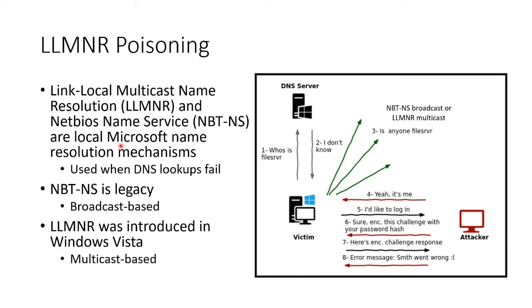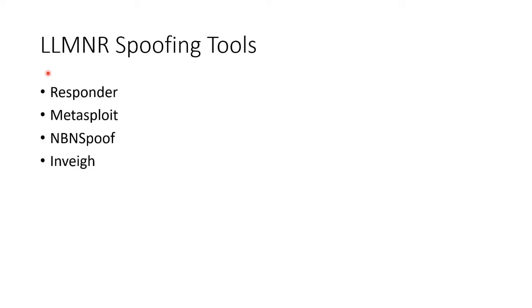So Microsoft machines will use this when DNS lookups fail. Of course, NBT, NetBIOS over TCP name service, is legacy. It's broadcast-based. LLMNR was the replacement starting with Windows Vista. It's multicast-based. But this is another possibility. There are spoofing tools for that. Responder is a good one. Metasploit has some. NBNSpoof, Inveigh, these are just a few.